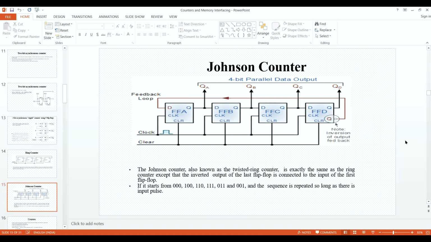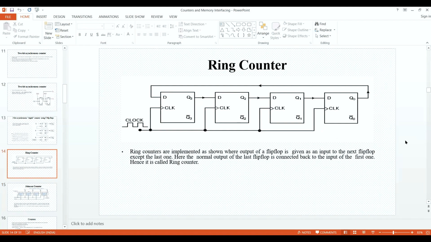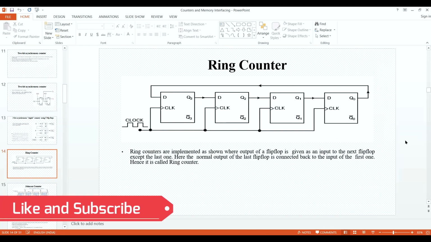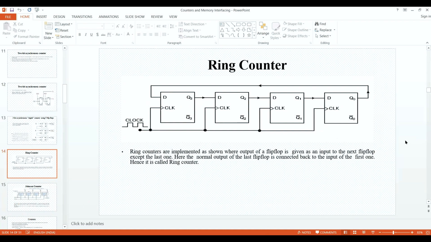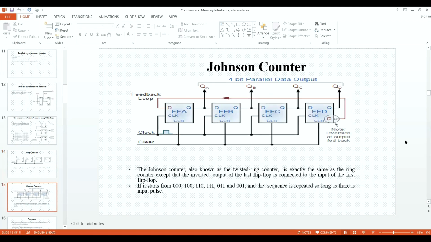Johnson counter is also known as a twisted ring counter. It is exactly the ring counter, with only one difference between ring and Johnson counter: the inverted output. In the ring counter, the twisted or inverted output is not given. I already told you there are two types of feedback: positive feedback and negative feedback. When the output has the same character with respect to the input, we call it positive feedback, otherwise negative feedback. Here the inverted output is fed back to the input of the flip-flop. This is your Johnson counter.